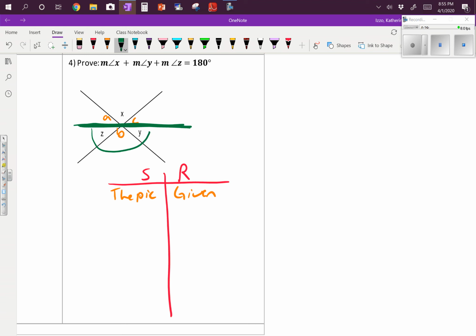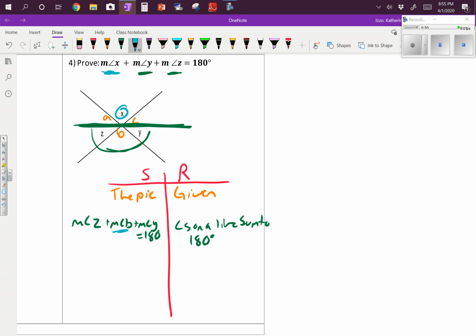If I look at this part of the line, I've already got Z and I've got Y. So let's take a look at that. Measure angle Z plus measure angle B plus measure angle Y equals 180 degrees. And that's because angles on a line sum to 180 degrees. Okay, so I'm almost there. The only thing that's a problem is I've got a B, and I do not want it to be a B, I want it to be an X.